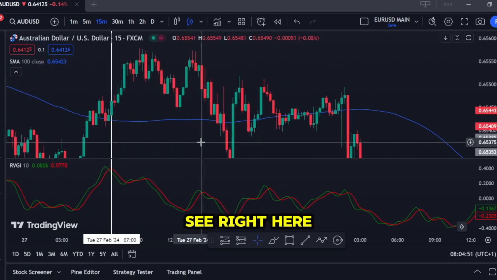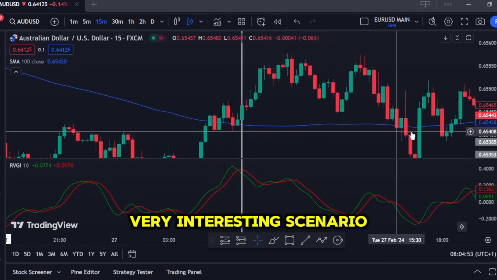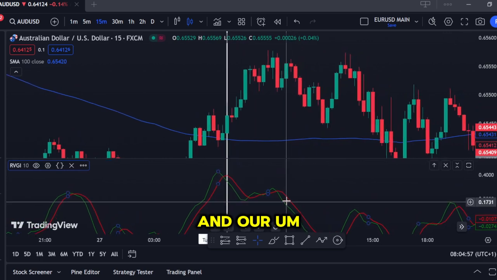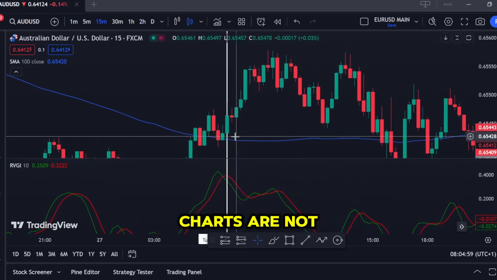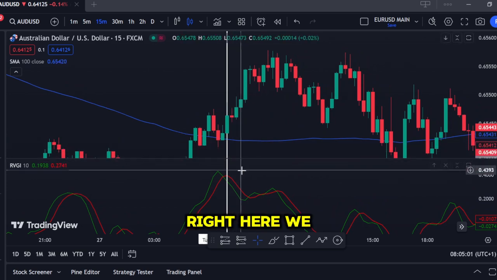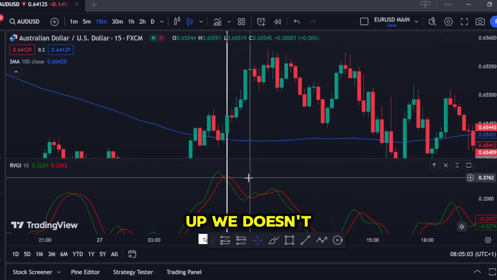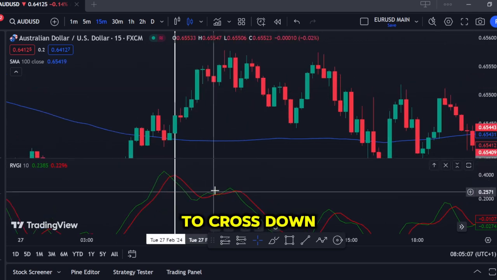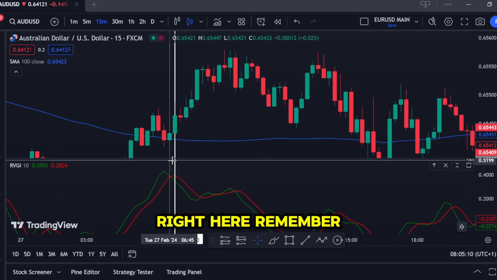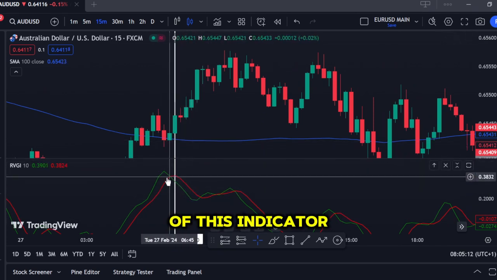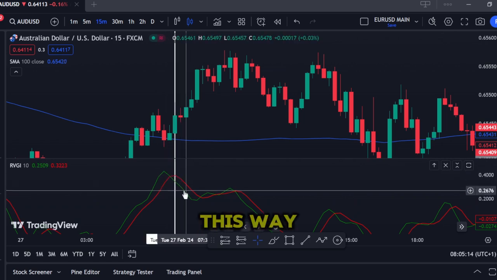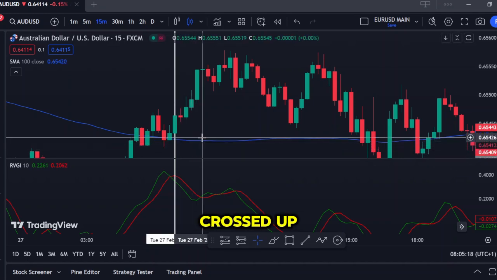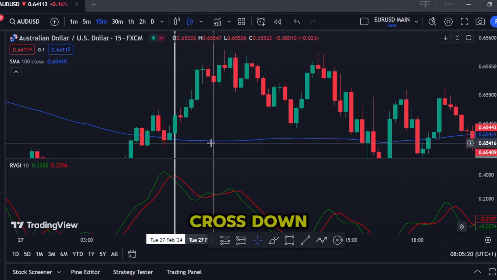Now you can see right here, this is a very interesting scenario because both our exit indicator and our charts are not really that clean. Right here, we had a cross up, which doesn't mean anything. Remember, if we are going up, we are looking for this exit indicator to cross down, okay? Right here, remember, we're not taking the buy because of this indicator right here. So even though it was down this way, it really didn't matter. So we had to wait. It crossed up, which is not what we're looking for. We're looking for a cross down.